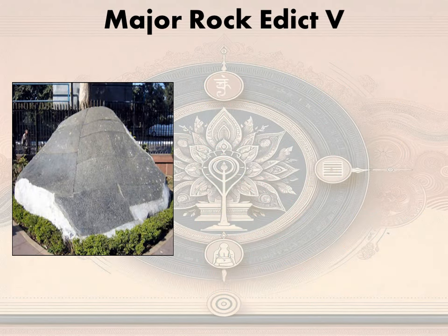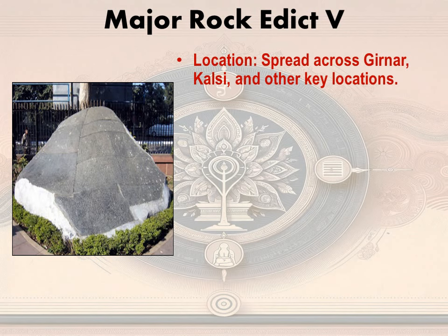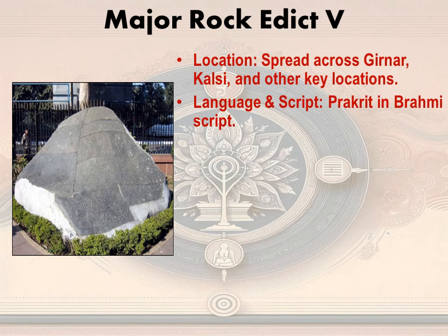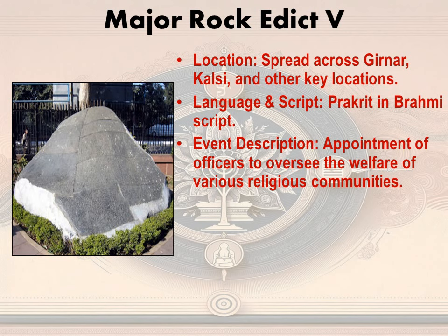In Major Rock Edict 5, we get to understand that it was spread again in Girnar, Kalsi, and other key locations. So, this has been a rock edict which has again been seen in multiple places. Once again, the script is in Brahmi and the language is Prakrit. Appointment of officers to oversee welfare of various religious communities.